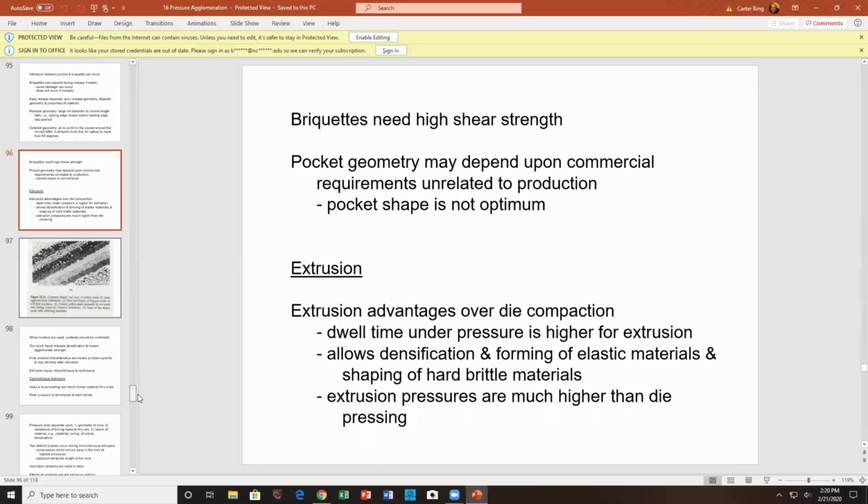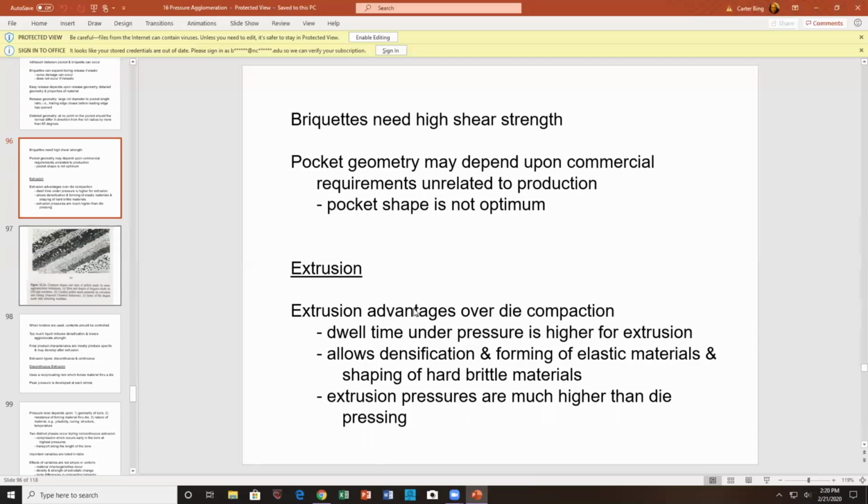Extrusion, my buddy extrusion. Extrusion advantages over die compression or die compaction: time under pressure is higher for extrusion. It allows for densification and forming of elastic materials and shaping of hard brittle materials. So you're doing some crushing and grinding inside to smooth out brittle materials. You're creating fines. You may be changing the chemical nature or the elastic nature. Extrusion pressure is much higher than die pressures. Here are some extrudates.